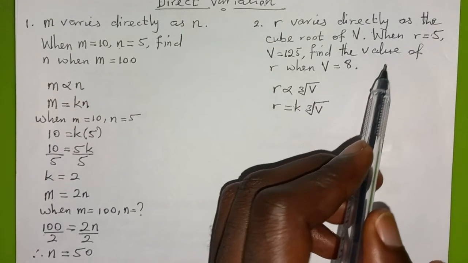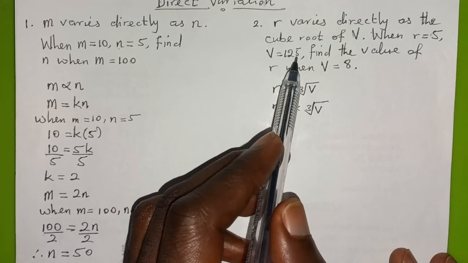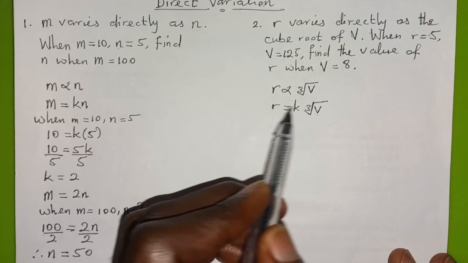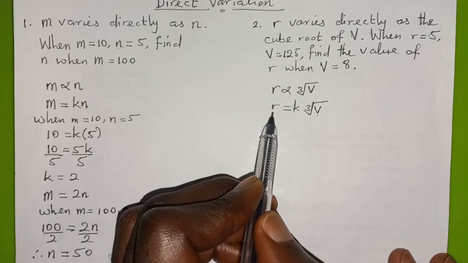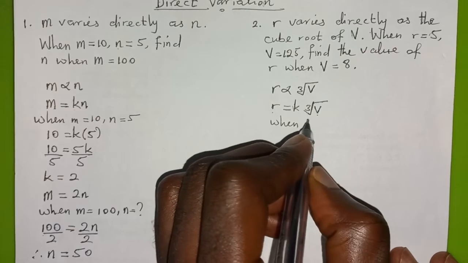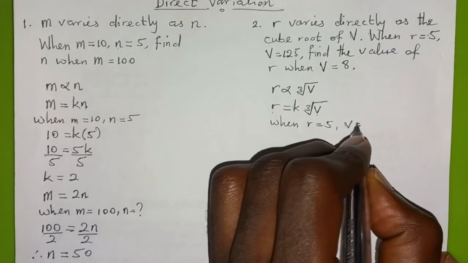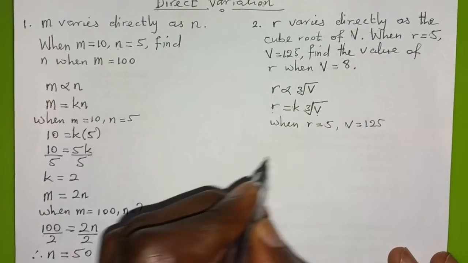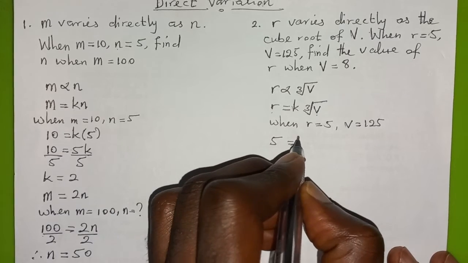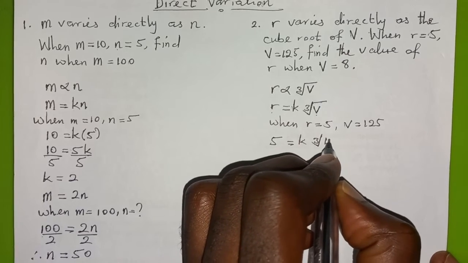All right. In our problem, we have been given r to be 5, v to be 125. So wherever we see v, we replace it by 125. Wherever we see r, we replace it by 5. So this is when r is equal to 5, v is equal to 125. So this will become 5 equals k cube root of 125.